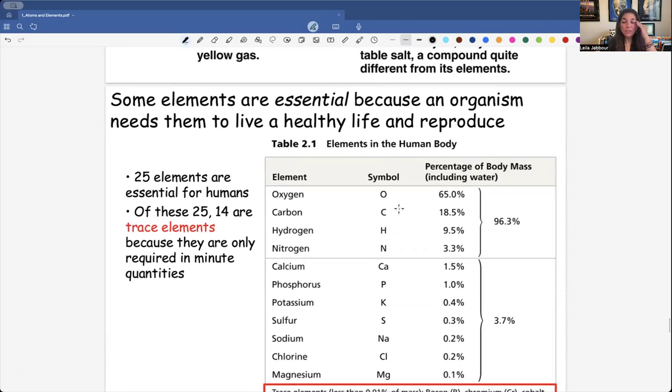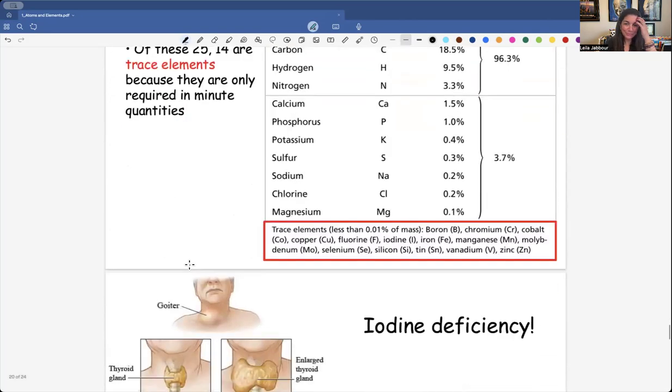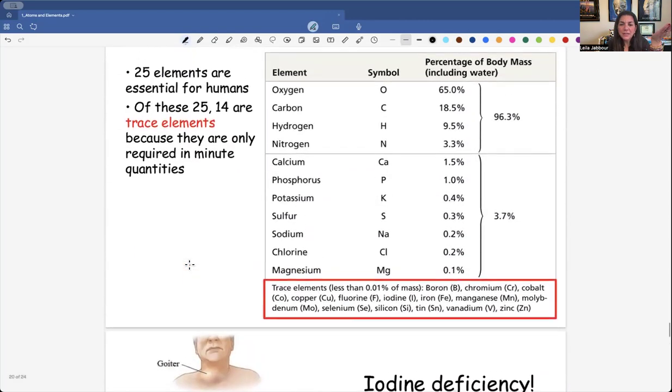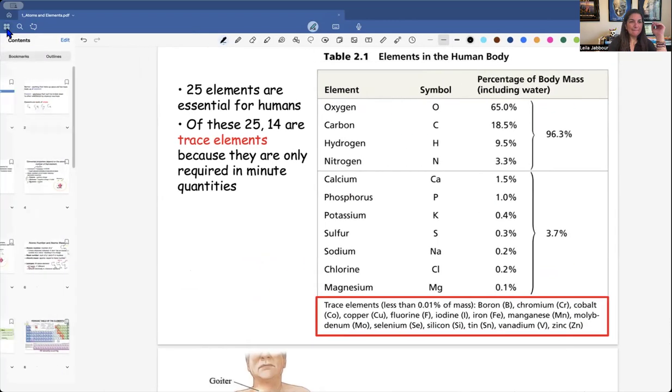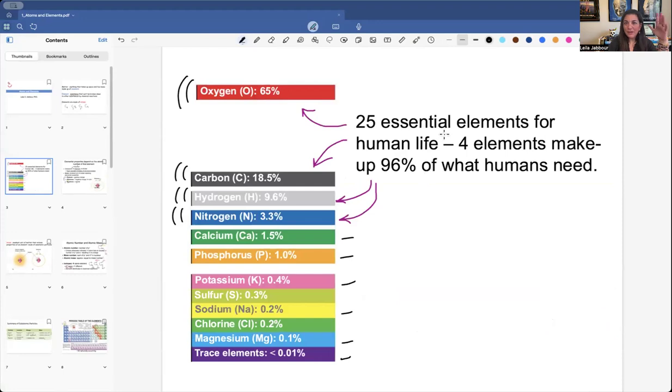So some elements are essential. I really should have put this slide earlier because I already talked about that. This is an example of how iodine is one of those trace elements. This wasn't in the previous slide that I showed you about trace elements. It was just written that trace elements are also important, and they're part of those 25 total. Yeah, let's go back to that one. Right here, this one. 25 essential elements, and trace elements was at the bottom representing 0.01%.